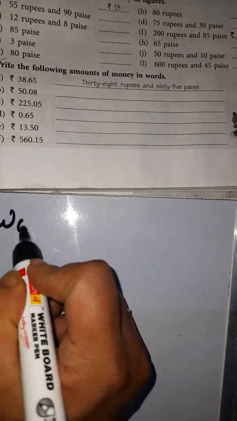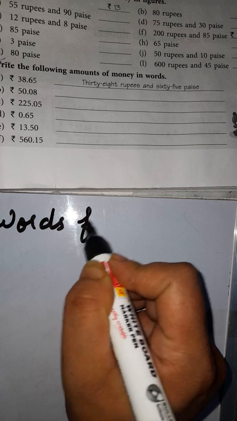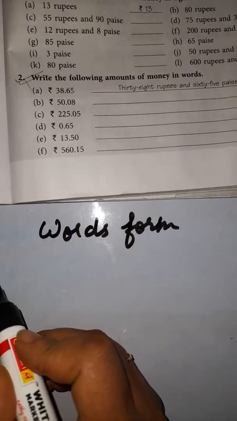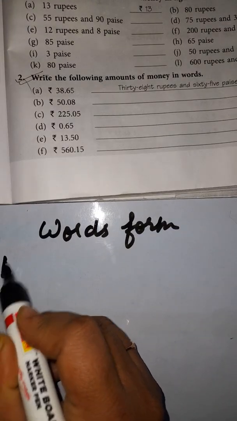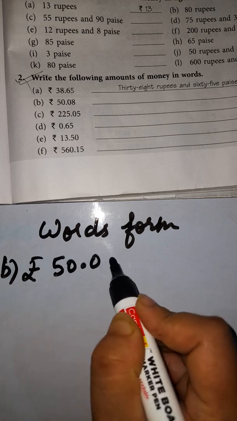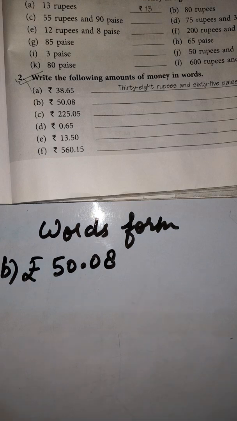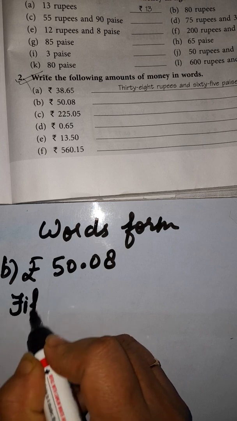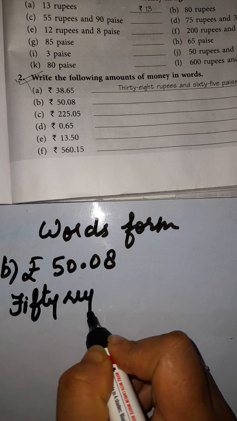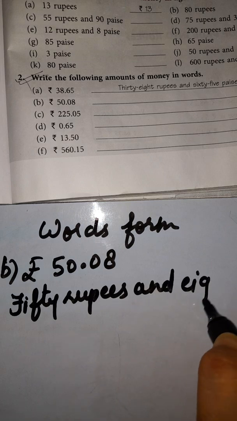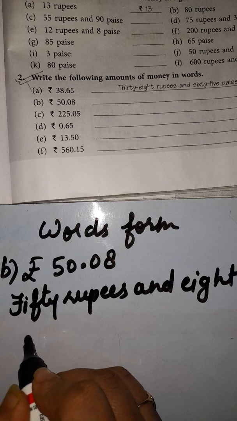Second, words form. We'll look at only one or two. Now here number 1 is done. So we'll look at number B. This is ₹50 and 8 paise. So we'll write it as 50 rupees and 8 paise.